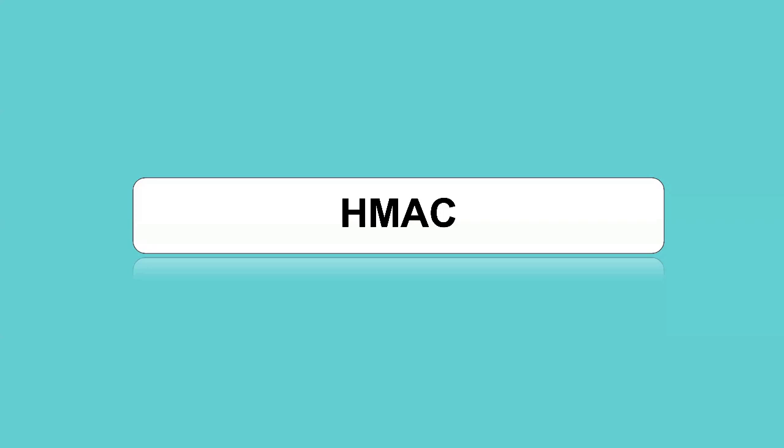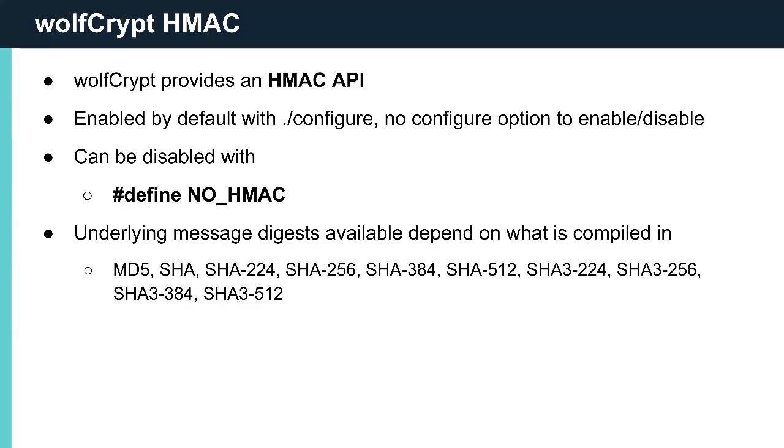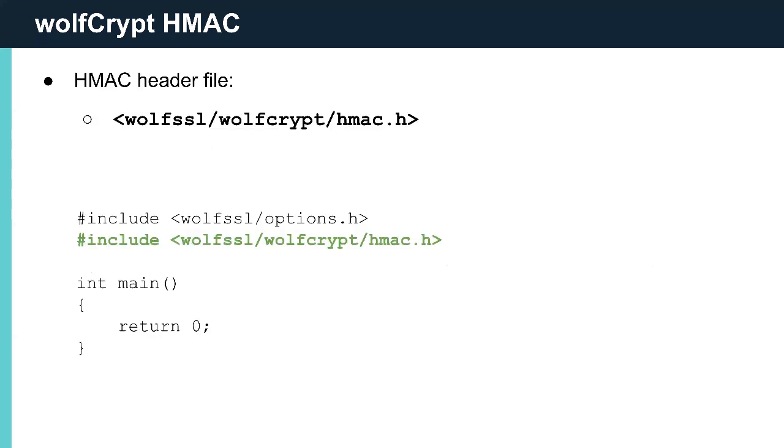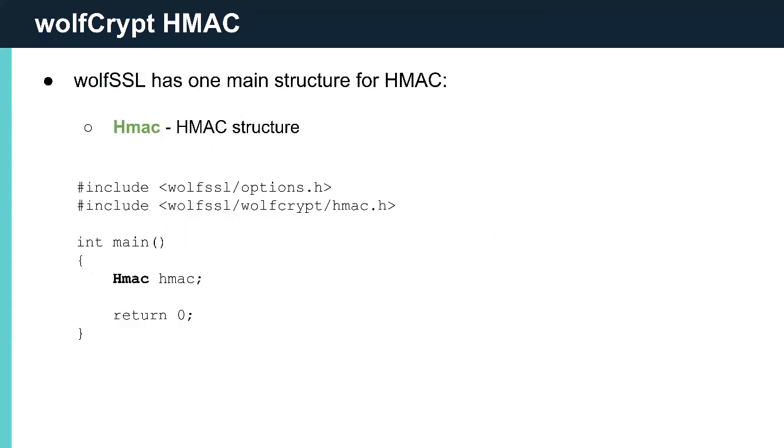Okay, so next up is HMAC. This is a hash-based MAC, if you remember right. This is enabled by default with our configure. You can disable it through C flags or preprocessor defines by defining NO_HMAC. And the underlying digests that are available to use are going to be dependent on what's compiled in. So essentially, you have all the wolfCrypt ones available under there, unless they've been compiled out or disabled. HMAC has one header file called hmac.h and one structure called Hmac.